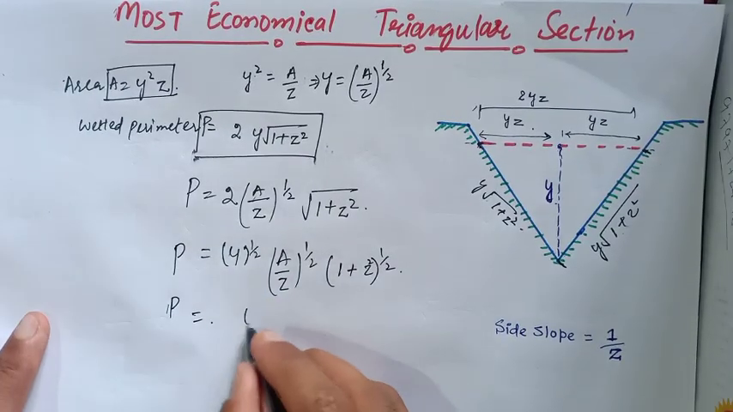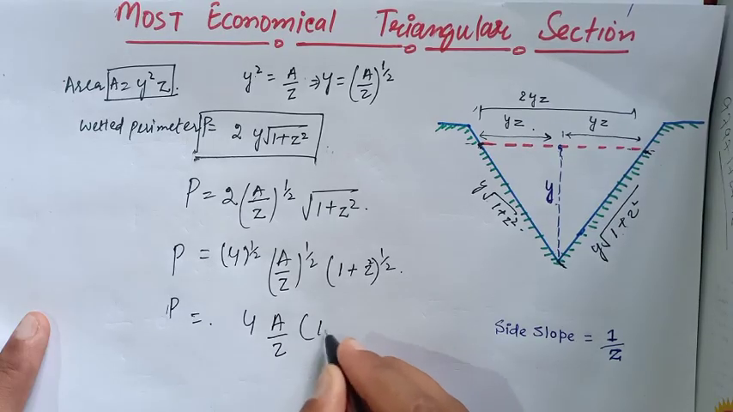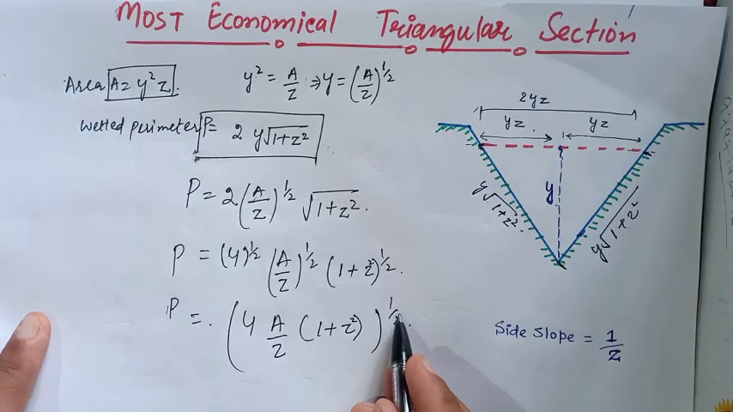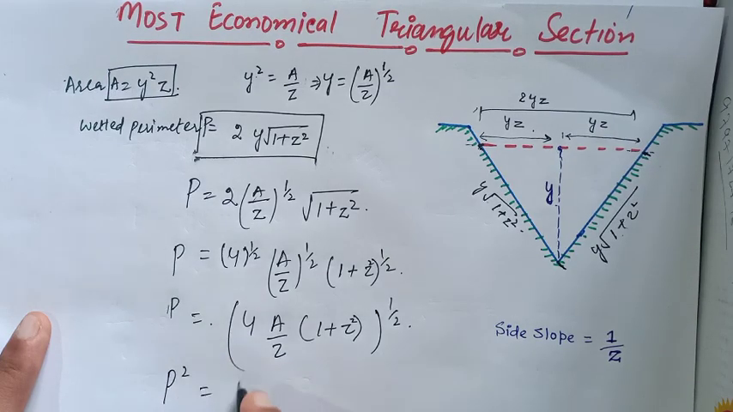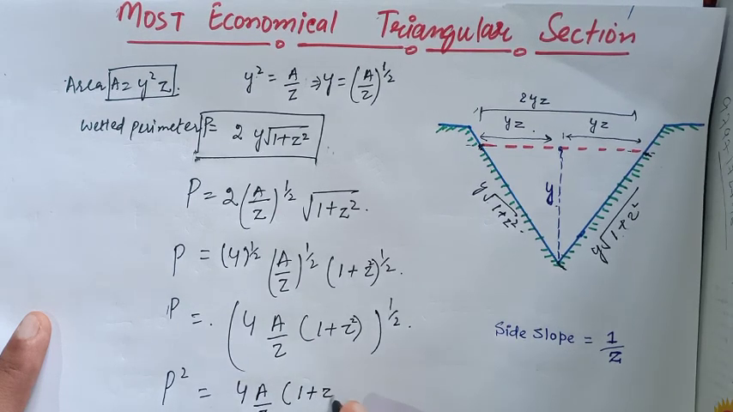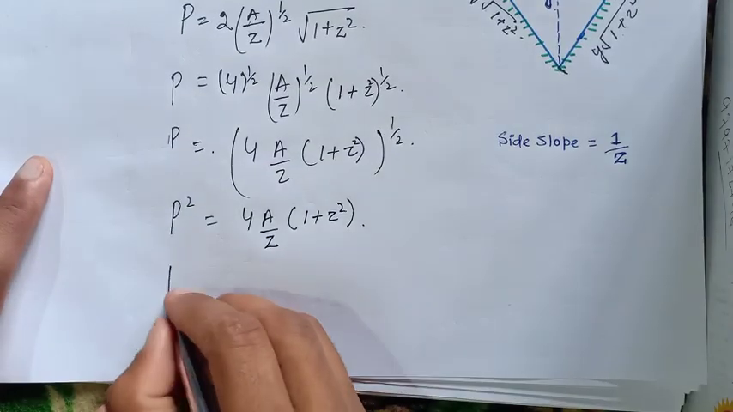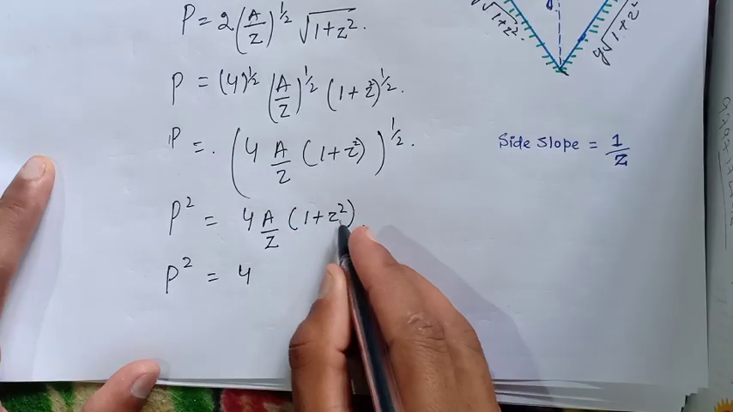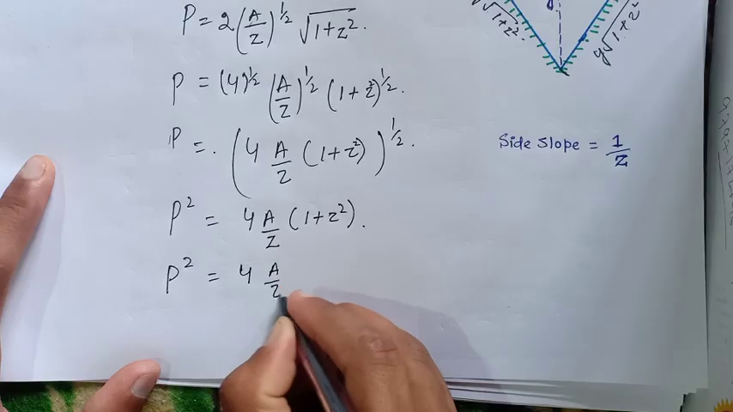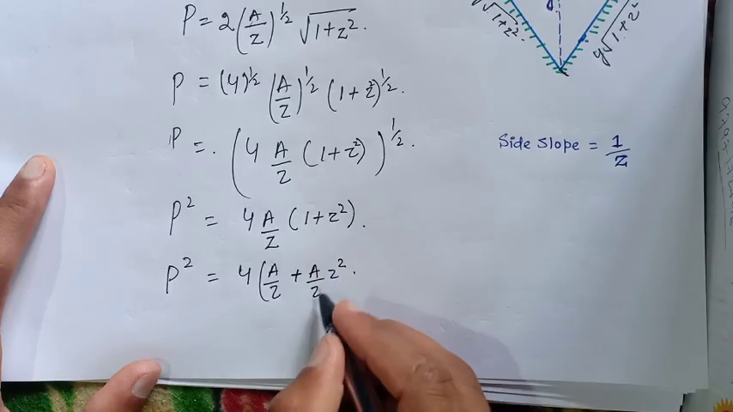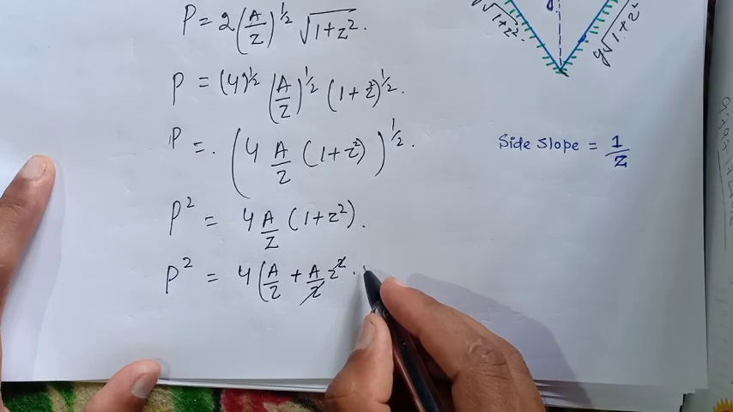So P will be equal to 4A by z into 1 plus z square, all raised to power 1 by 2. This 1 by 2 can be taken on this side, so P square will be equal to 4A by z into 1 plus z square. Now P square will be 4 into, we multiply this A by z on these two terms, A by z into z square. So this z will cancel out.